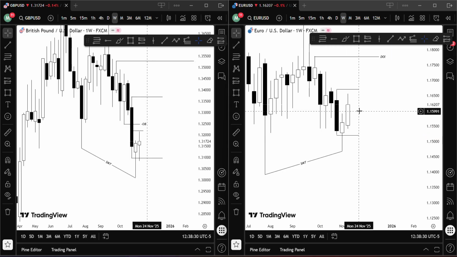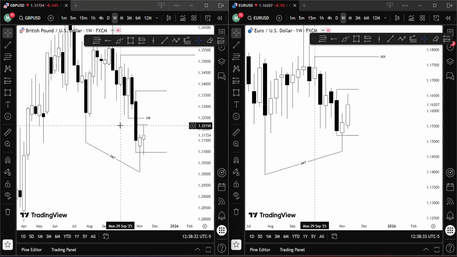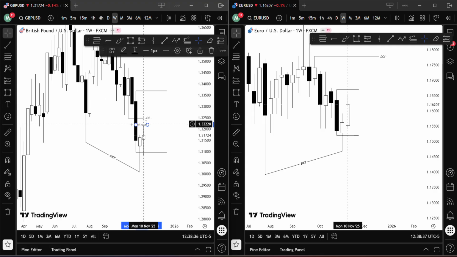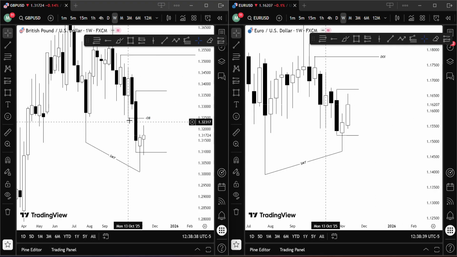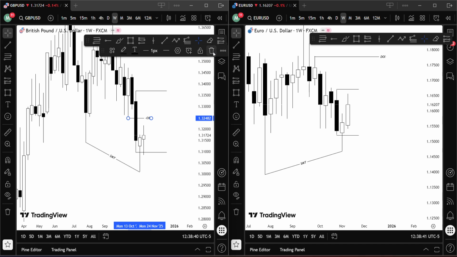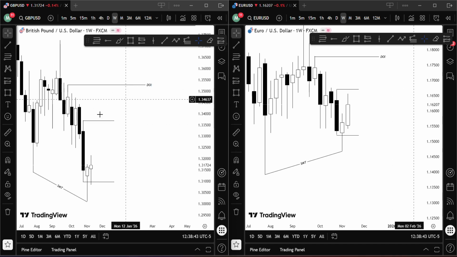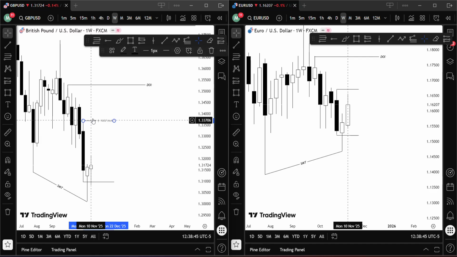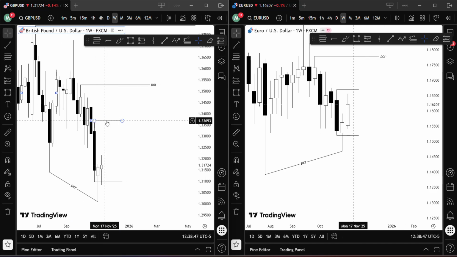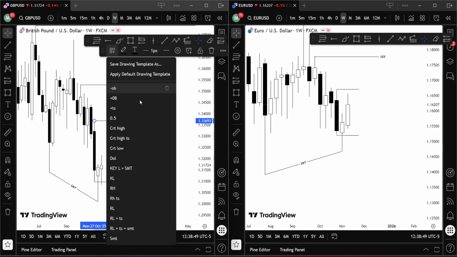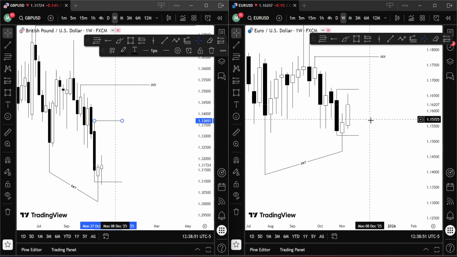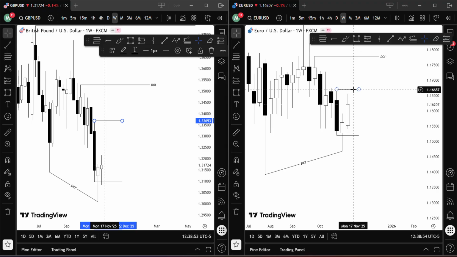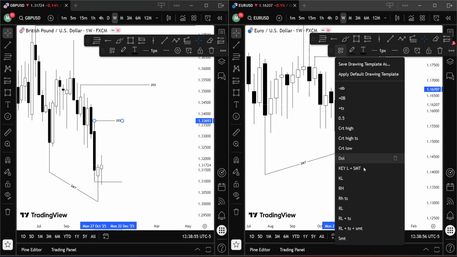It's valid, and it refines the draw of liquidity, right? From way, way, way up there to down here. I'm doing this for my what? For my draw of liquidity. This CRT high would be my draw of liquidity.